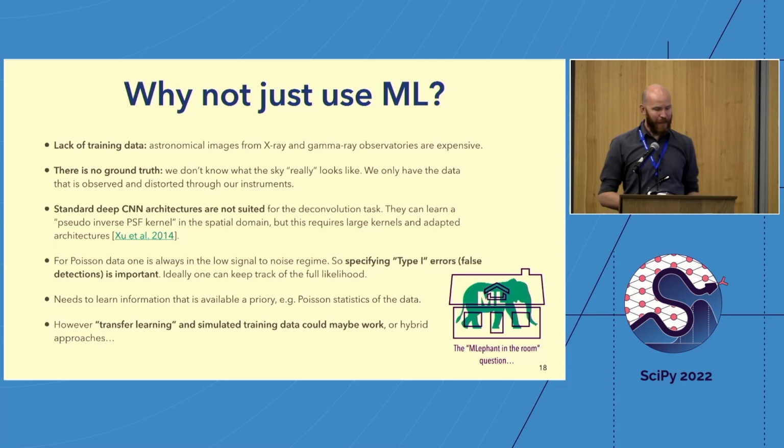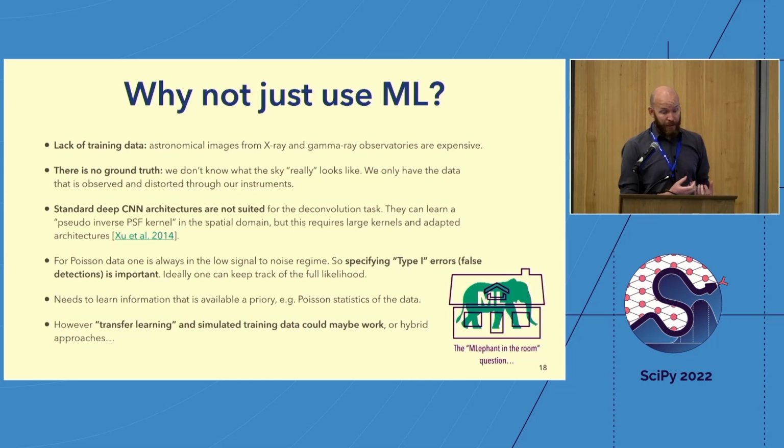Here are a few other arguments. So for Poisson data, one is always in the low signal-to-noise regime, so specifying the type 1 errors, so something like a false detection or a false feature in the image, is actually very important. And ideally, one can keep track with the method of the complete likelihood, and this is not given for all machine learning models. For some it is, but not for all.